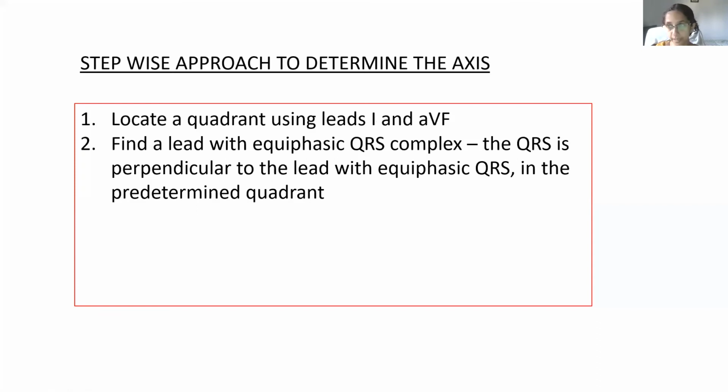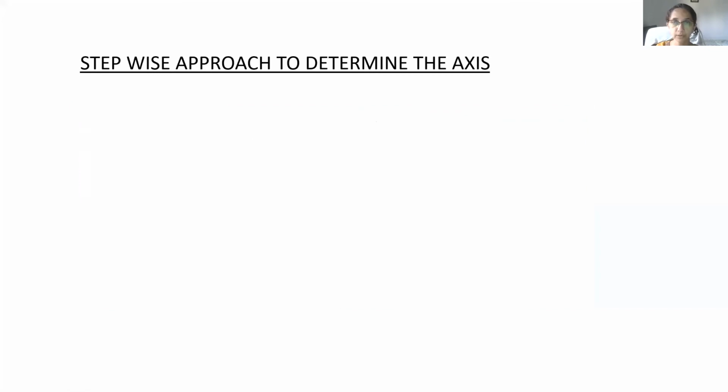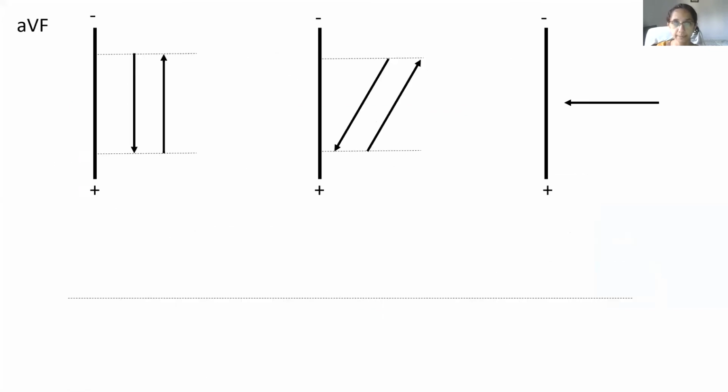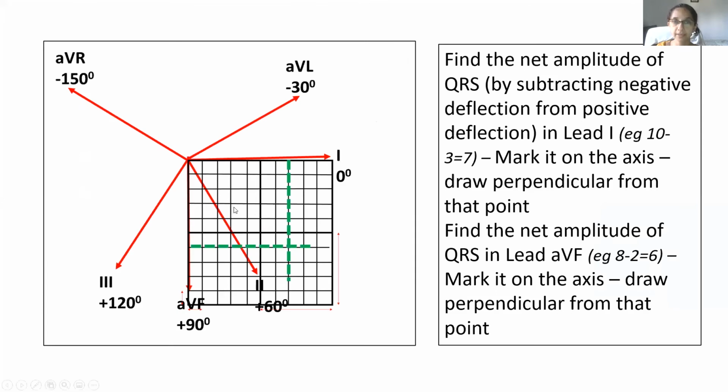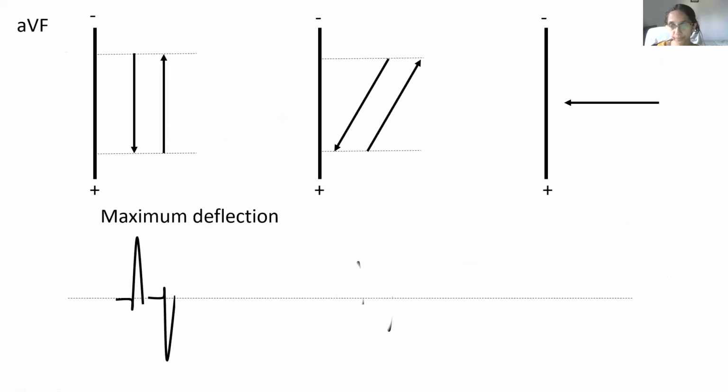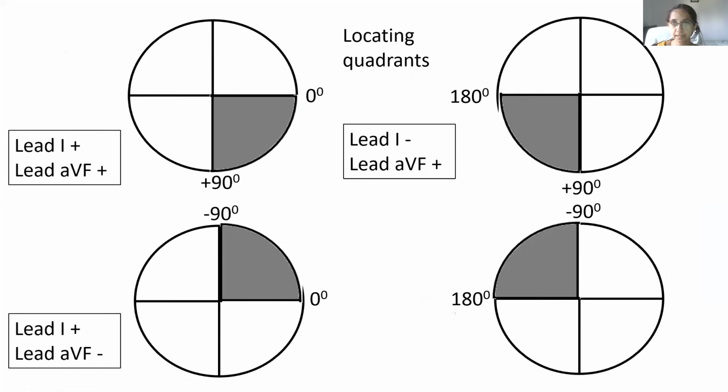Now here there shouldn't be any confusion about positive and negative. I'll go back to that figure for you to understand that. In this, if I have it equiphasic, for example, equiphasic in AVL, then I know that it's going to be perpendicular to AVL, which could be plus 60 or it could be even minus 120. But before that, I've already decided my quadrant. And if my quadrant is left lower, I know that it's going to be plus 60 and not minus 120. So that's why we locate the quadrant first and then take clues from which is the lead which has equiphasic waves.